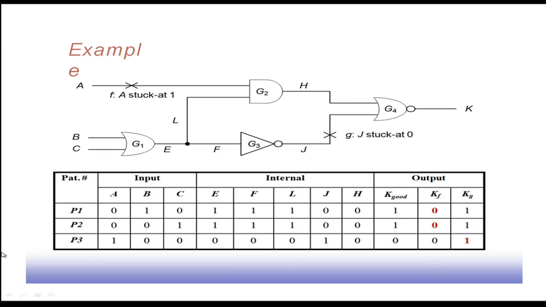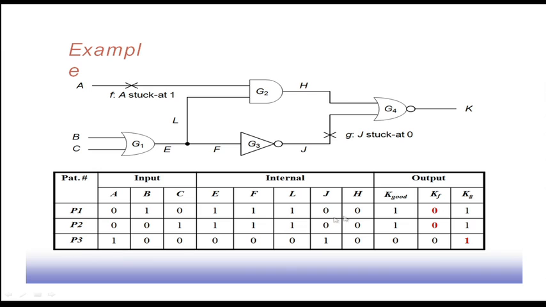Also, when we try with pattern 2, we see that the response is different from the good circuit. So, good circuit response is 1, bad circuit response is 0. So, that way there is a difference in this. So, that way we have got a faulty response for this fault as well for pattern P2. So, either P1 or P2 can be used for detecting this particular fault.